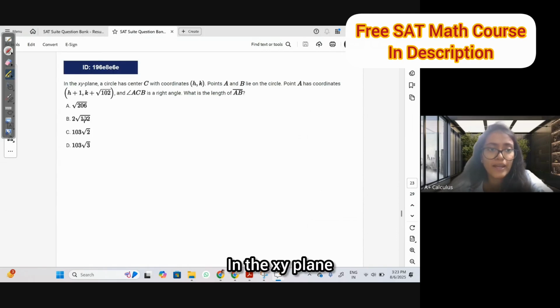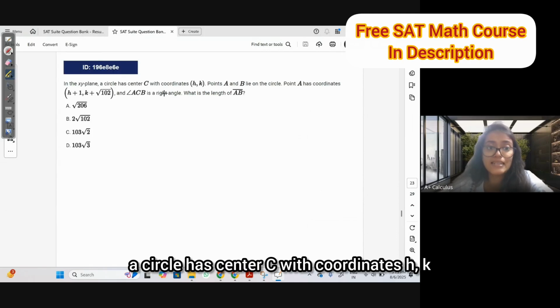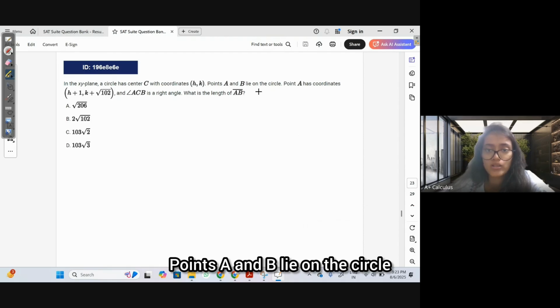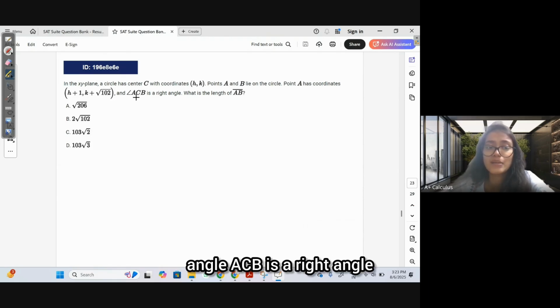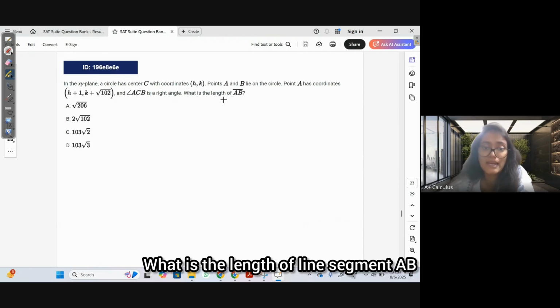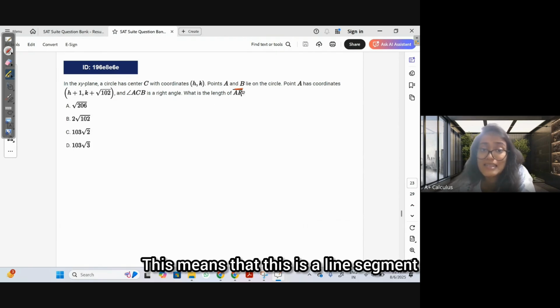In the xy plane, a circle has center C with coordinates h, comma k. Points A and B lie on the circle. Point A has coordinates h plus 1, comma k plus root 102, and angle ACB is a right angle. What is the length of line segment AB? This means that this is a line segment.